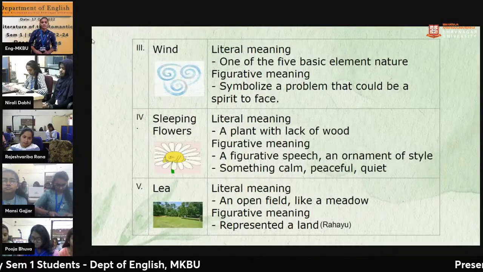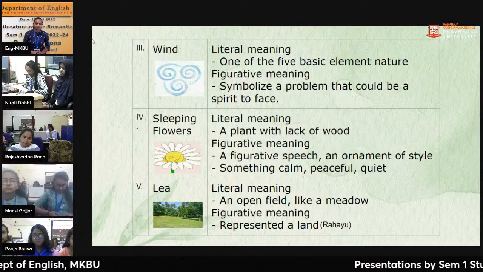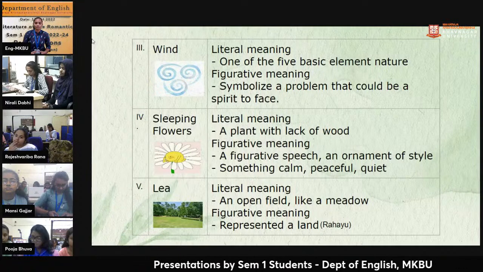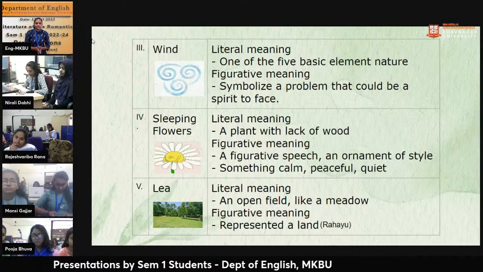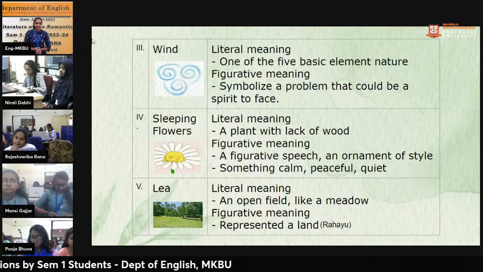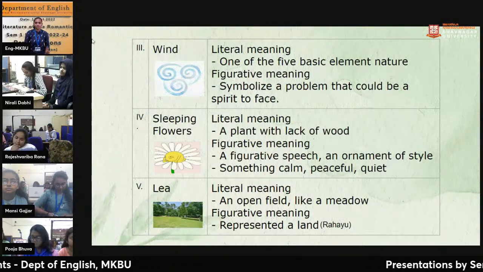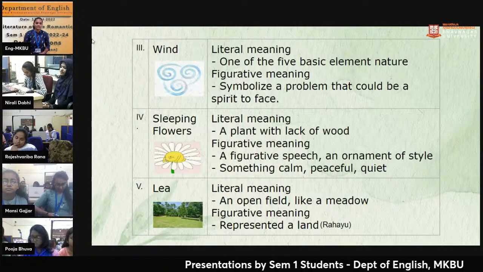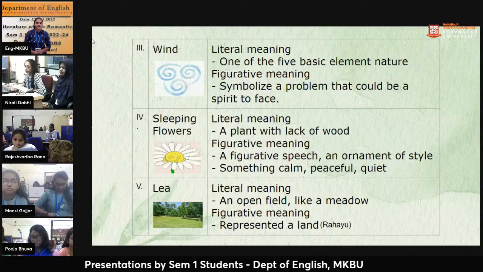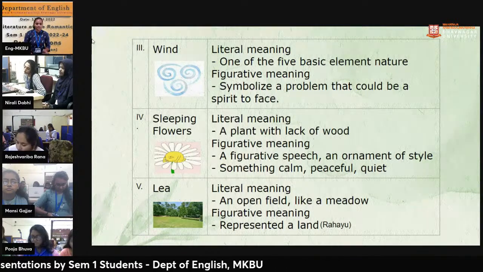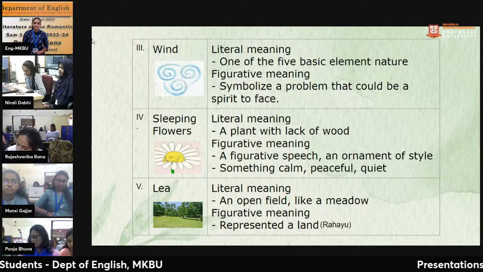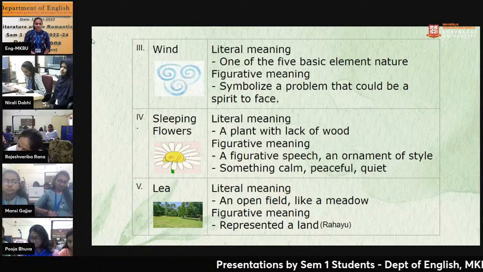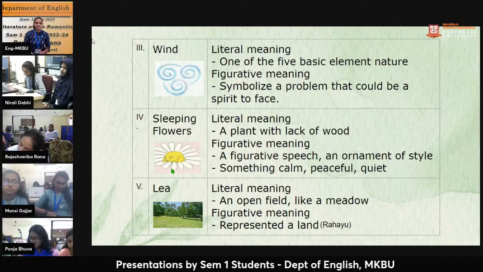Wind, one of the five basic elements of nature, symbolizes a problem that could be a spirit to face. In Hindi or Gujarati, we generally say, a storm of troubles has come. So in this sense we can use wind in the figurative meaning. Sleeping flower: a plant is just a plant, but in a figurative meaning we can say there is some calmness, peacefulness, and quiet. And there is another one, Lea, that means a land.